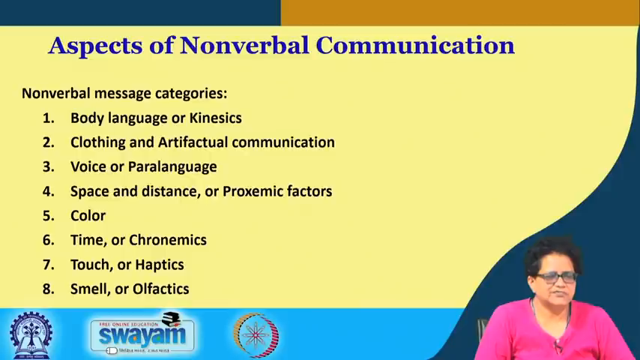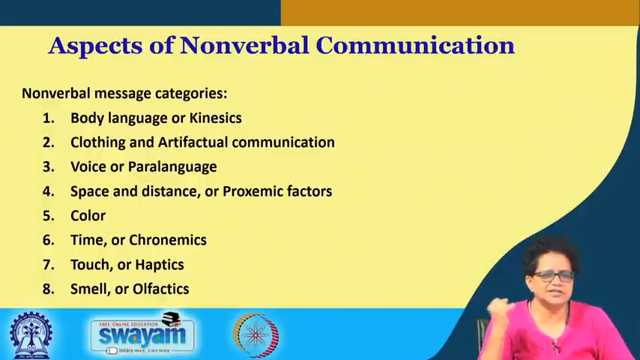The fourth is space and distance or proxemics. The fifth is color, the sixth is time or chronemics, the seventh is touch or haptics, and the eighth and last is smell or olfactics. So, if you just make a study of these 8 functions of nonverbal communication, it is easy to remember that there are 5 of them which are ICS terms.